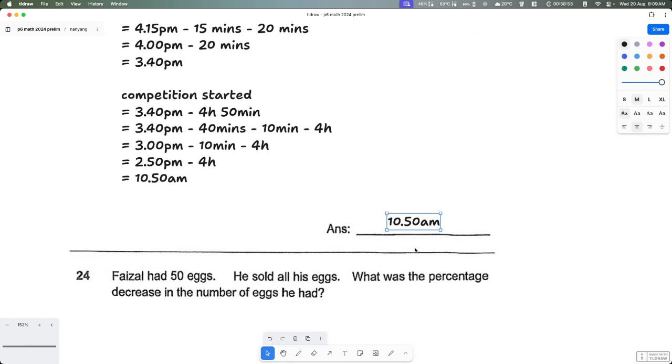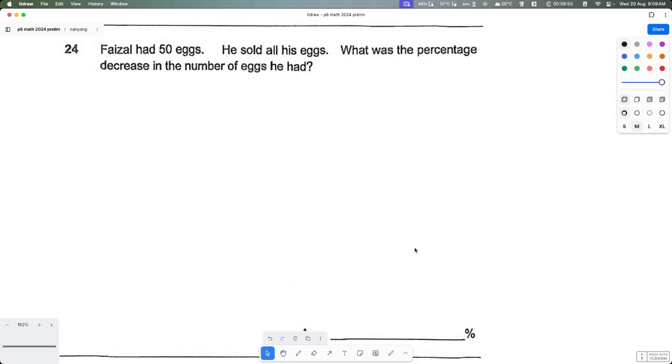All right, let's move to question 24. Faisal had 50 eggs. He sold all his eggs. What was the percentage decrease in the number of eggs he had?